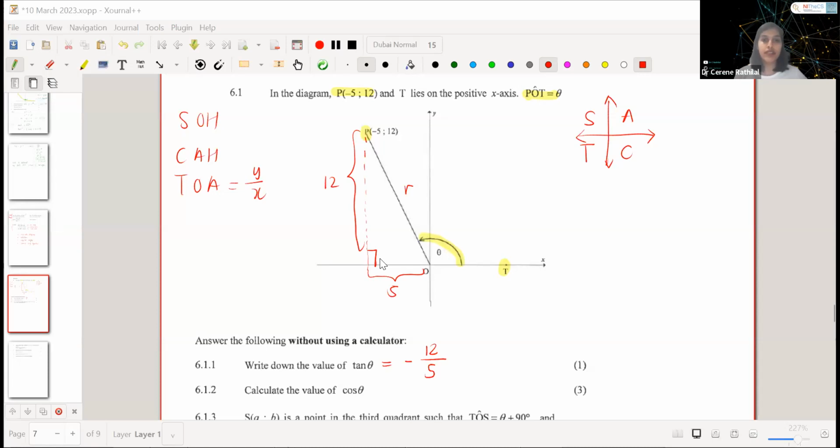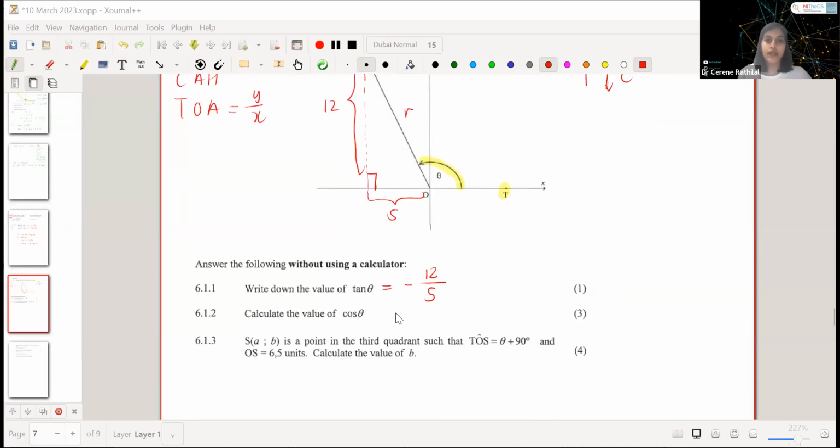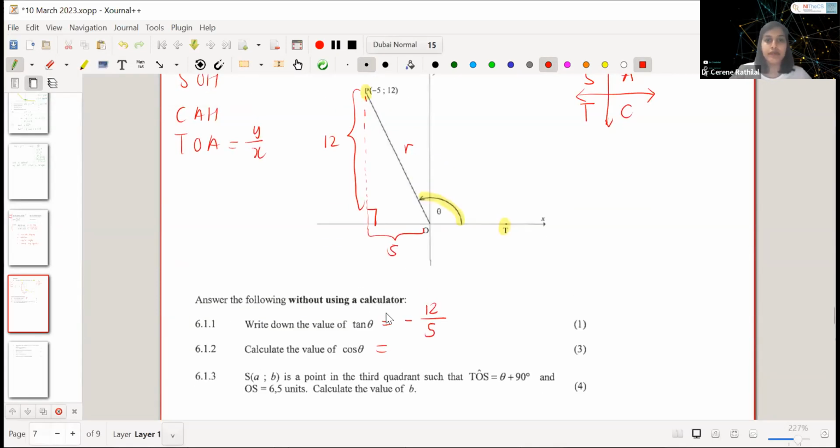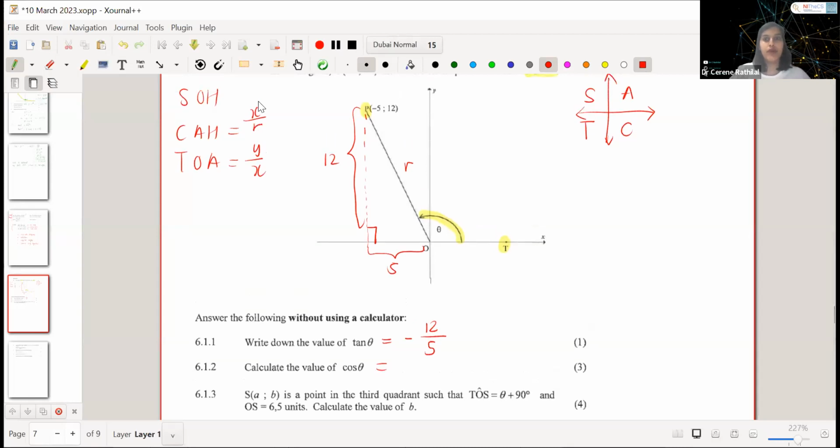Therefore, it ought to be negative. Right, so that's the answer there. Next bit, calculate cos of theta. I need adjacent, which is x over r, the hypotenuse.